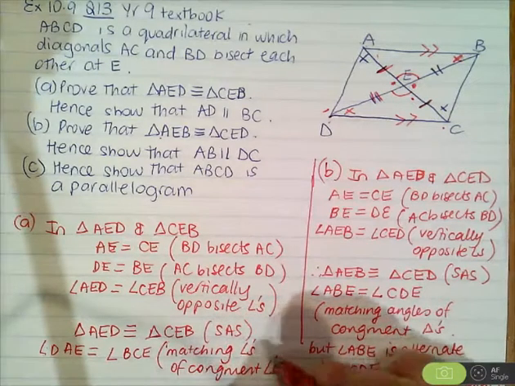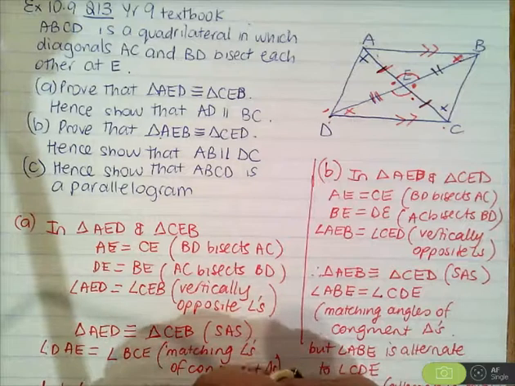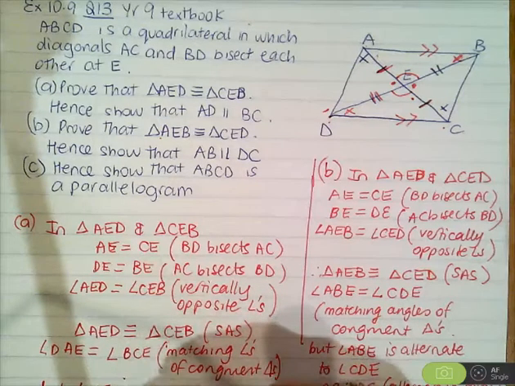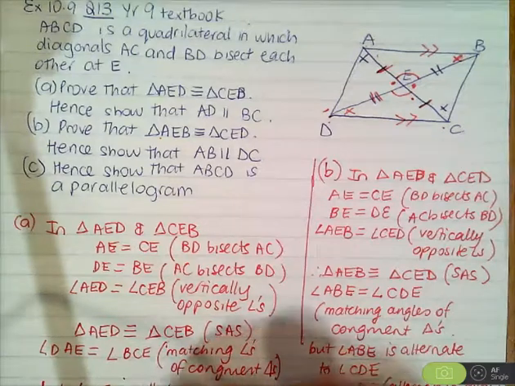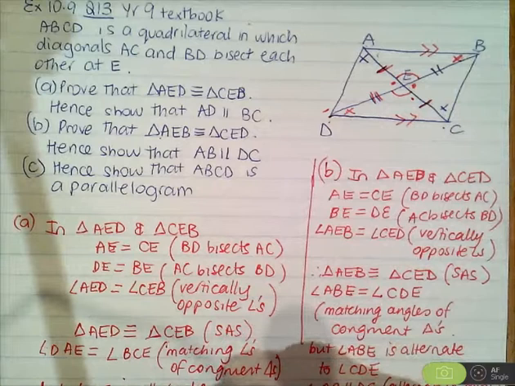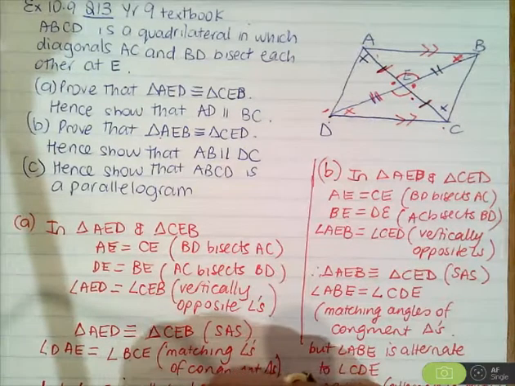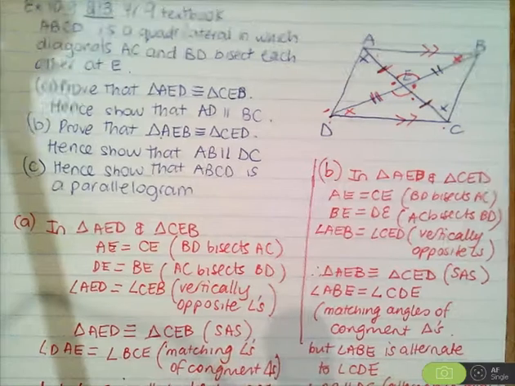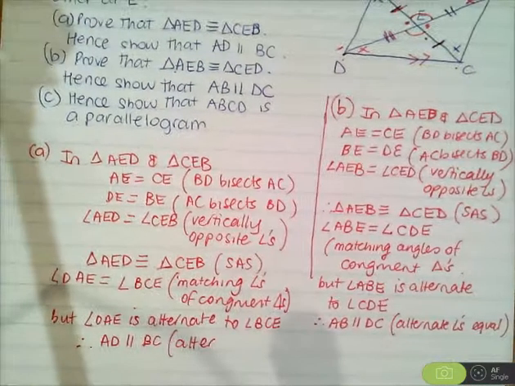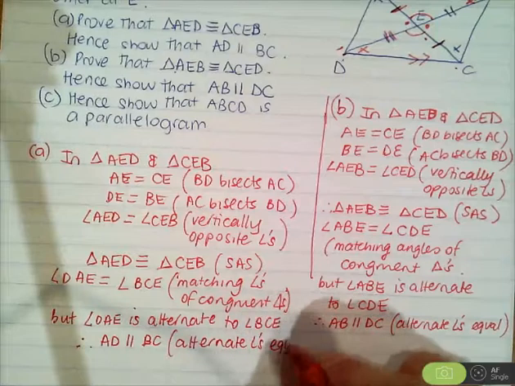And then I can just do exactly the same thing as this. If we look at the positions of angle DAE and angle BCE, we know that those two angles are alternate. So angle DAE is alternate to angle BCE. Because they're alternate angles and they happen to be equal, we can say, therefore, AD is parallel to BC. Reason is that alternate. Sorry, I've come off the page. So AD is parallel to BC because alternate angles are equal.